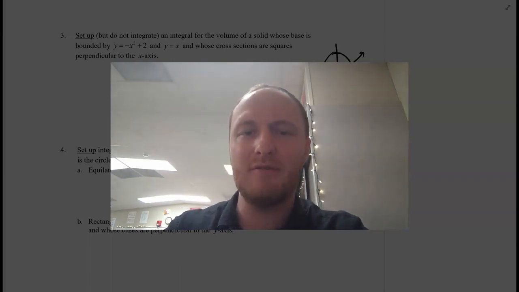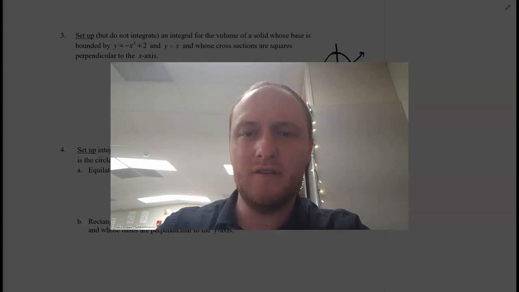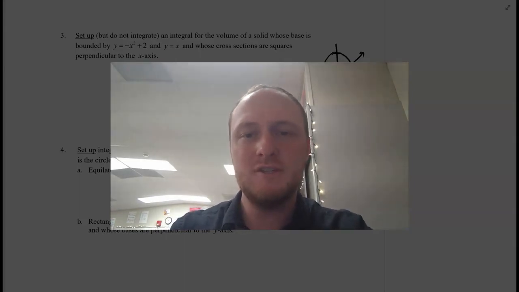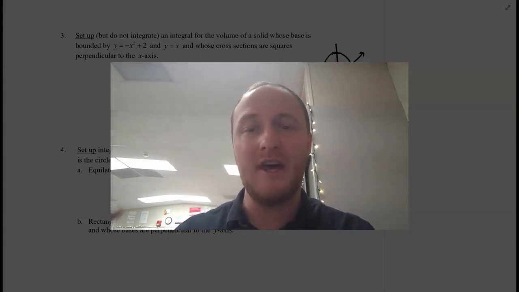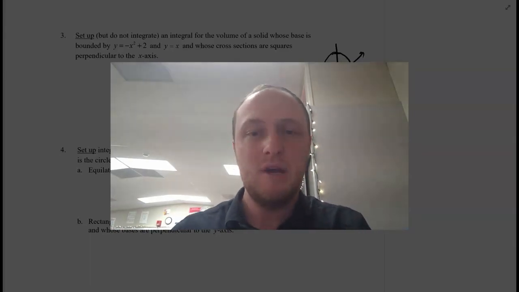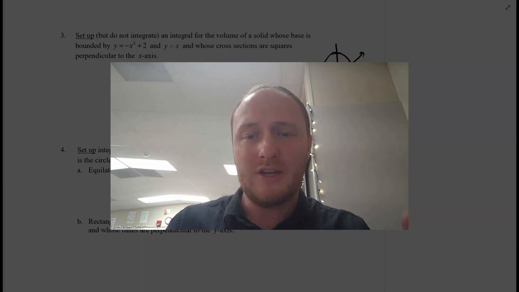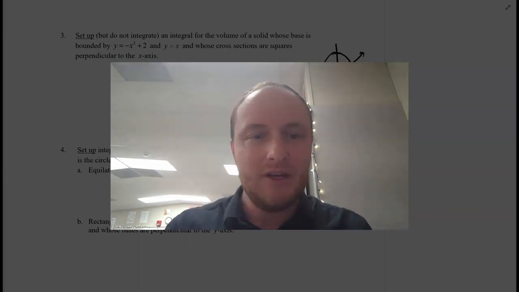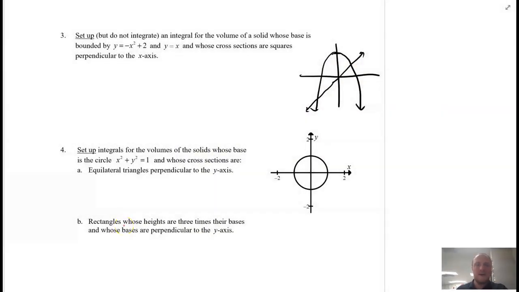This is 6-5. We're talking volumes of solids with known cross sections. And what we're going to do is just set up some integrals. We're not going to integrate in these examples. We're just going to set them up, the way we would actually integrate if we were going to do that, right? So let's go ahead and look at number 3.